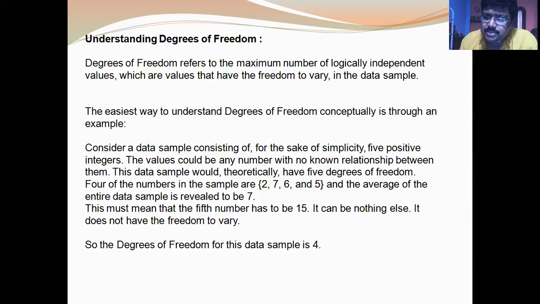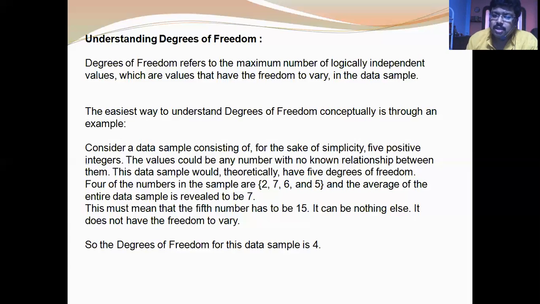As the average is 7, the total is 35, because there are 5 positive integers. Now, as you know, the 4 integers, 2, 7, 6, and 5, sum to 20. So what remains? The remaining number is 15.